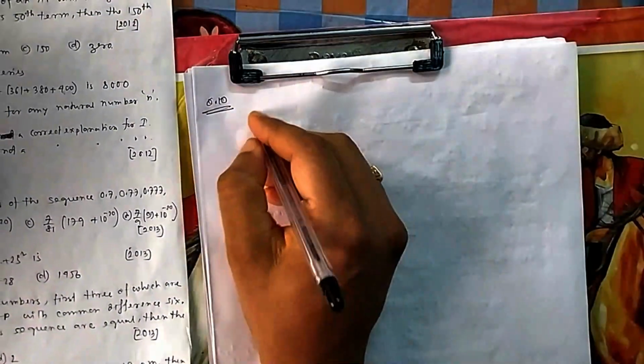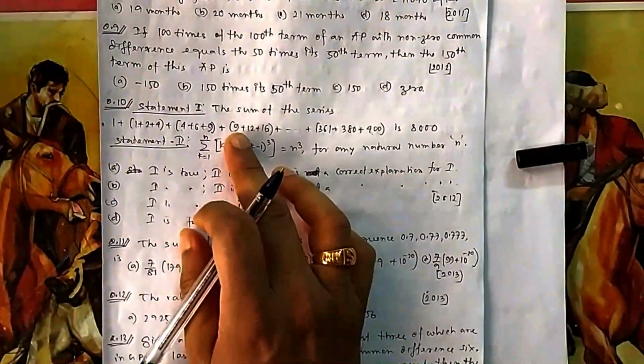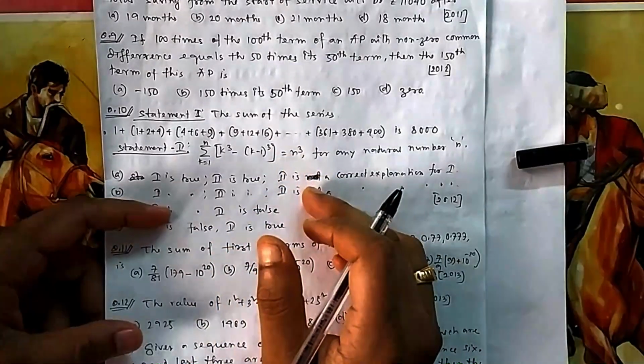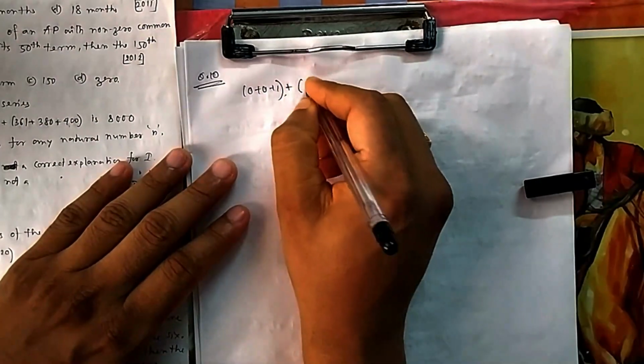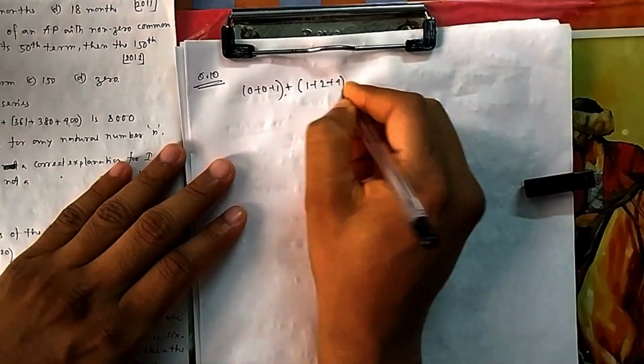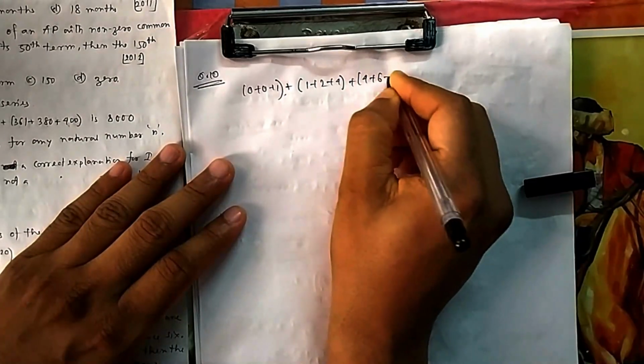So if I make my first term 0 plus 0 plus 1, because for finding this type of series you don't have any AP or GP standard format. So what you have to think? You have to think of writing it as Tn. You write the Tn, see whether you are getting anything or not. 1 plus 2 plus 4, then it is 4 plus 6 plus 9.